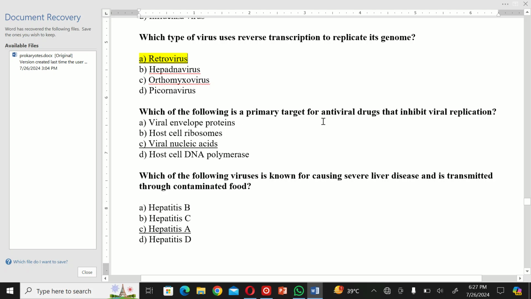Which of the following is a primary target for antiviral drugs that inhibit viral replication? A. Viral envelope proteins. B. Host cell ribosomes. C. Viral nucleic acid. D. Host cell DNA polymerase. So the correct option is C.